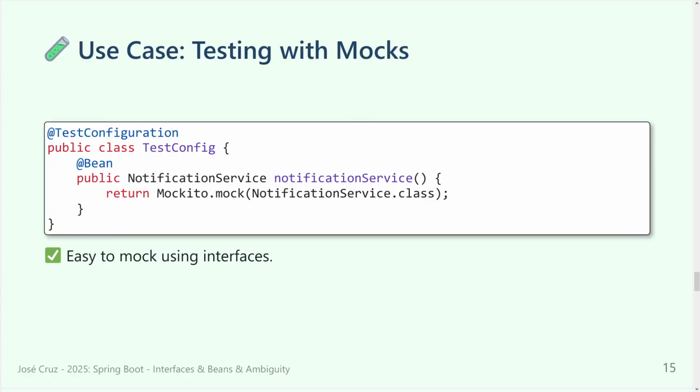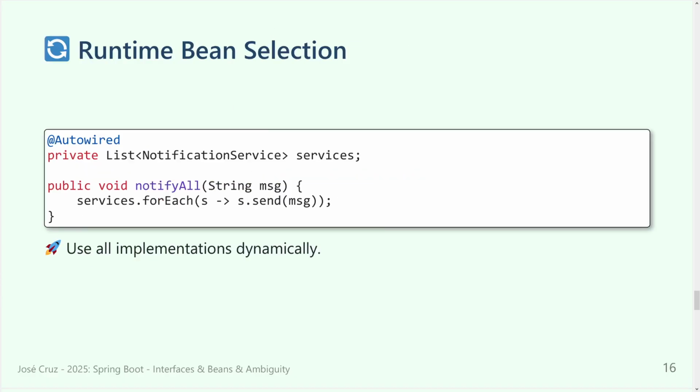Let's say some use cases. So testing with mocks, that's one advantage of using this one. Of course, under test configuration, something that I will talk about in future videos when I start the testing subject in Spring Boot. But one advantage is, again, you have the notification service interface, but here we are providing a mock. Okay. Runtime bean selection, like this one. Again, the list that we talked about a few moments ago. Now you can send all the messages, notify all, just a for each, you don't care, just call the method. And every instance of every bean that implements this one will be called by this send.